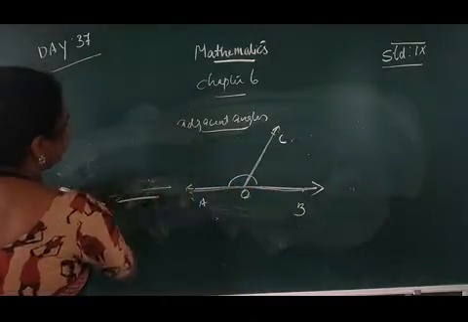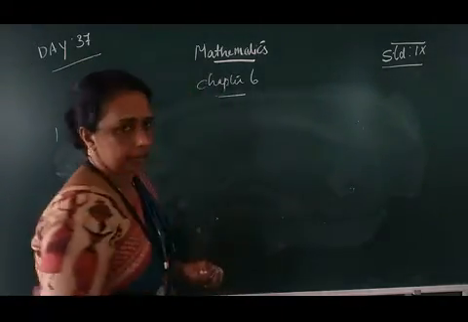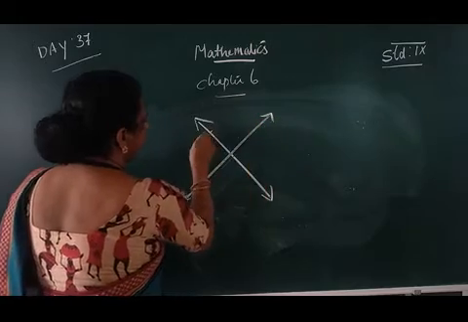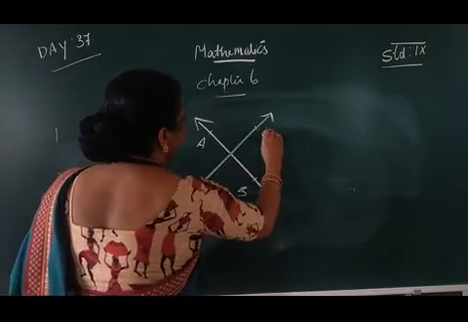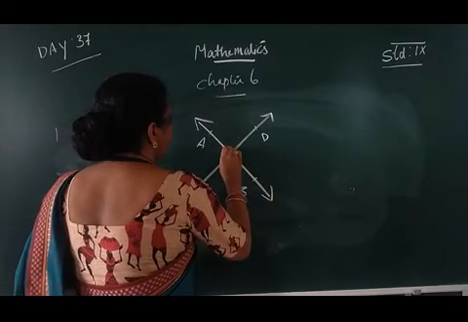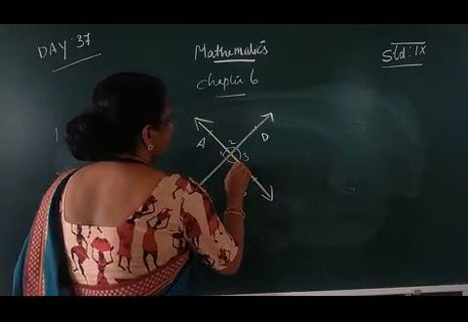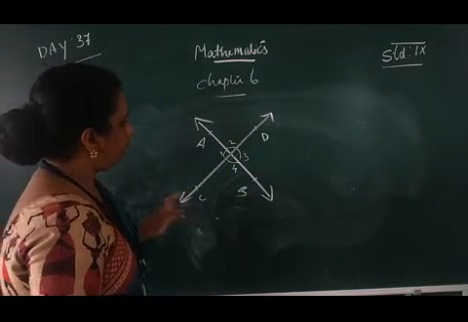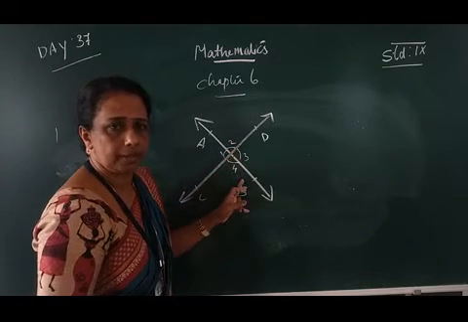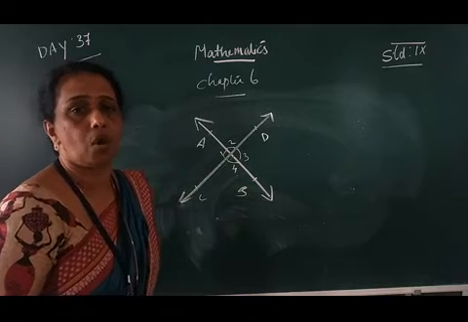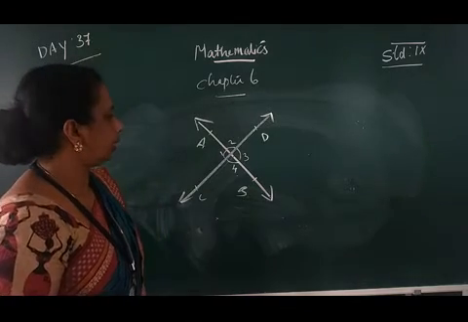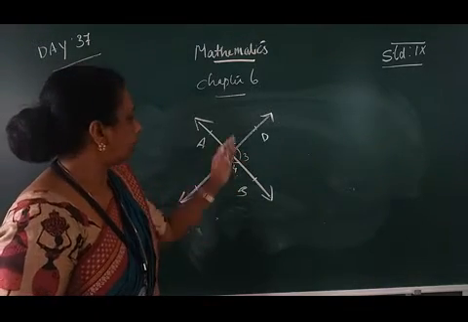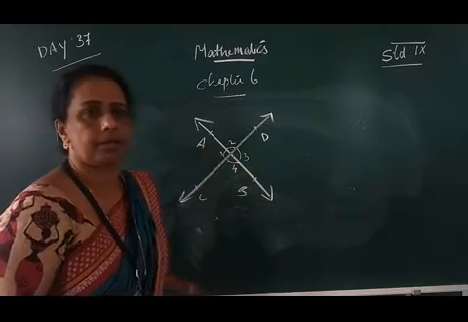Then one more type of angles, that is vertically opposite angles. If two lines intersect each other, like A, B and C, D, they form four angles: angle 1, angle 2, angle 3, angle 4. When two lines intersect each other, angle 2 and angle 4 are called vertically opposite angles, and angle 1 and angle 3 are called vertically opposite angles. When two lines intersect at a point, two pairs of vertically opposite angles are formed.